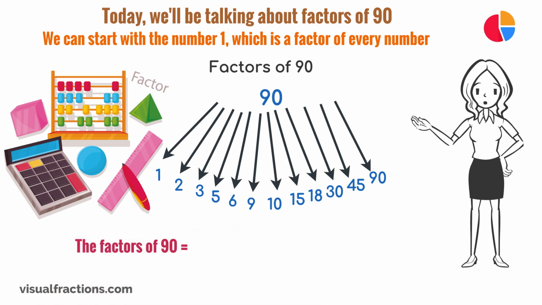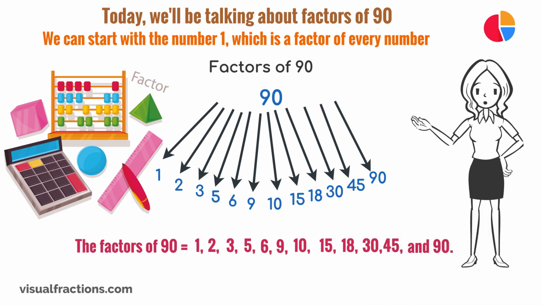The factors of 90 are 1, 2, 3, 5, 6, 9, 10, 15, 18, 30, 45, and 90. These are all the numbers that can divide 90 without leaving a remainder.